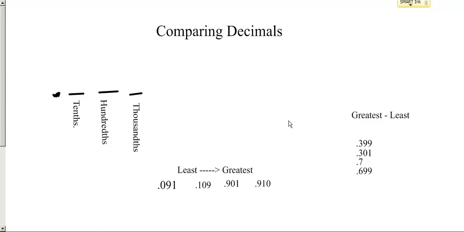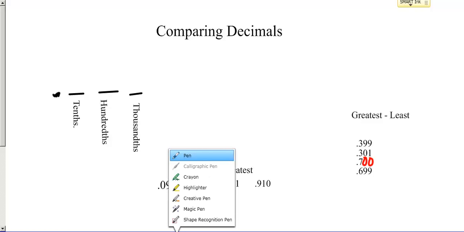What do you notice? I hope you notice that 7 looks kind of messed up because that 7 does not have any digits after it. So when that happens, I need to put in what's called a trailing zero or trailing zeros. They don't change the value. This number is still the same. I can add as many zeros as I want after the decimal place. But if I put them in, it becomes easier for me to compare the numbers.